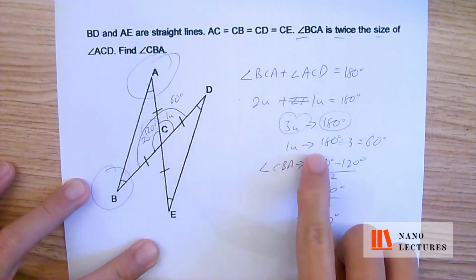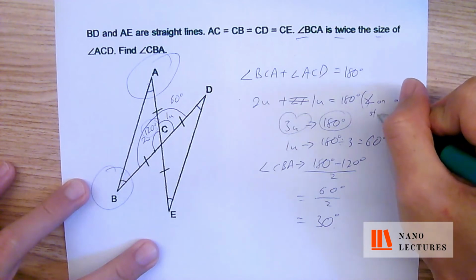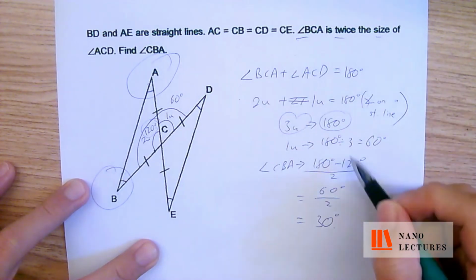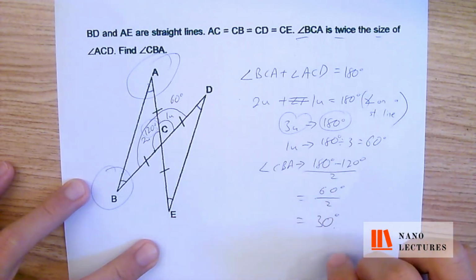Now the reasoning for this one would actually be angles on a straight line. So, angles on a straight line. And the reasoning for this one is actually isosceles triangle, but for isosceles triangle, the reasoning you don't have to write it down. Okay, done.